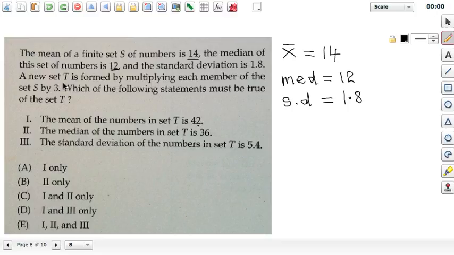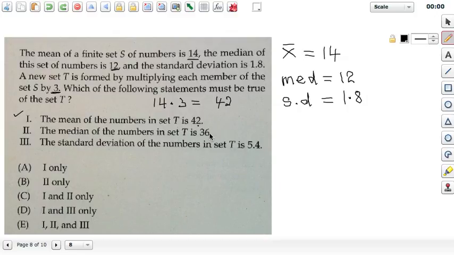Then a new set T is formed, and each of the numbers from set S is multiplied by 3 to create the new set. Which of the following statements must be true of set T? Well, if the numbers are multiplied by 3, then the mean has to also be multiplied by 3. So 14 times 3 is indeed 42. So this one is correct.